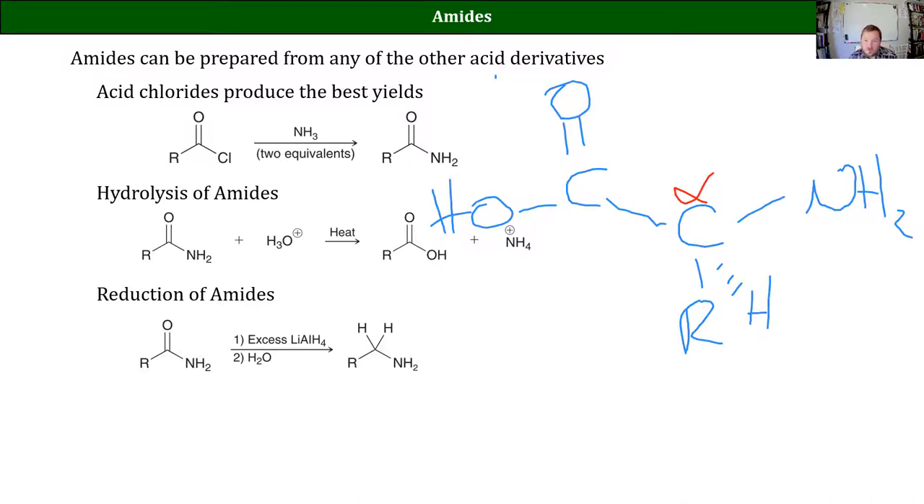GABA, which is a neurotransmitter, is a gamma amino acid. So gamma, alpha, beta, gamma, if you know your Greek alphabet, it helps more to know your Greek alphabet in terms of the actual order of the letters rather than in terms of frat houses in this case. So if you had GABA, here would be the acid, here's carbon 1, alpha carbon, beta carbon, gamma carbon, right there.